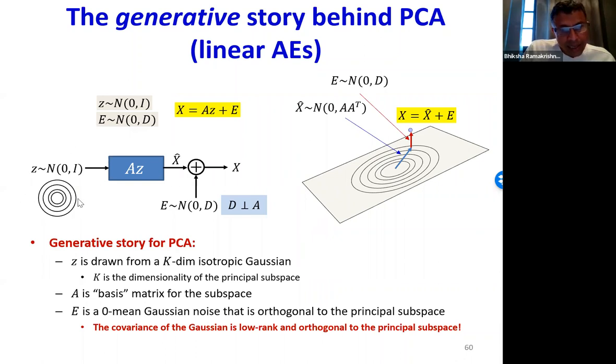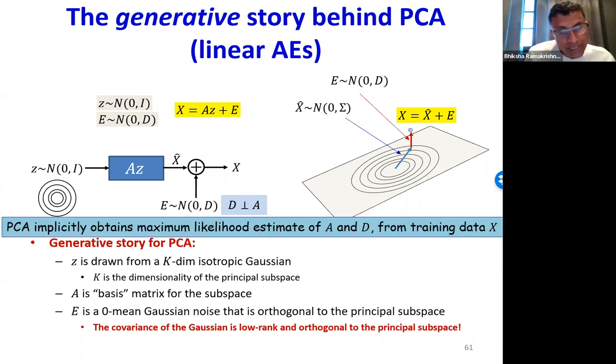You're saying that Z is drawn from a k-dimensional isotropic Gaussian, where k is the dimensionality of the subspace. Then it's being put through a linear transform, where A is the basis matrix for the subspace. And then finally, at the output, you're adding a Gaussian noise with the constraint that the Gaussian noise must always be orthogonal to the plane. And so the covariance of this noise is low rank because it doesn't have any components on this plane. It only has components orthogonal to the plane. And what PCA is actually performing is obtaining a maximum likelihood estimate of A, which represents the basis of the subspace, and of D, which is the covariance of this noise.